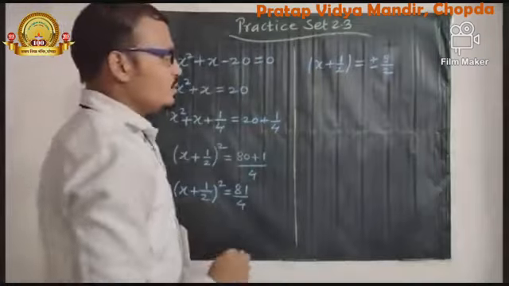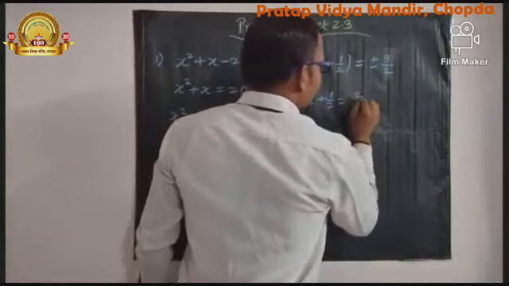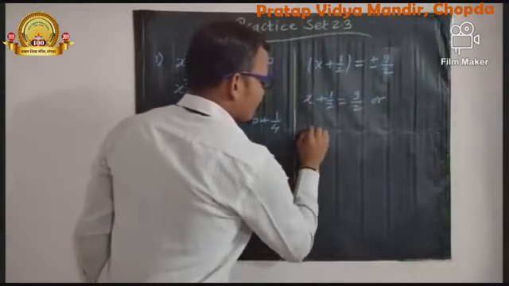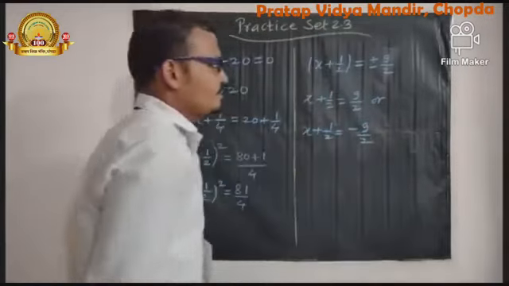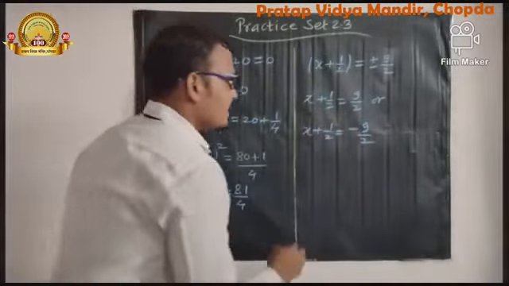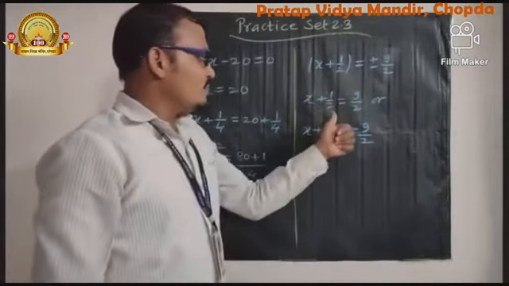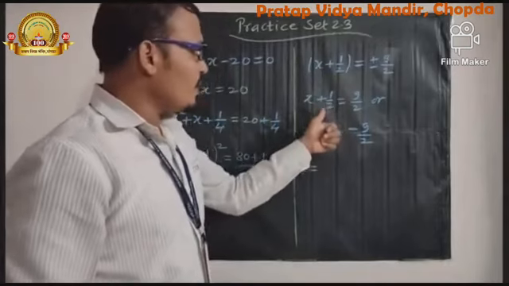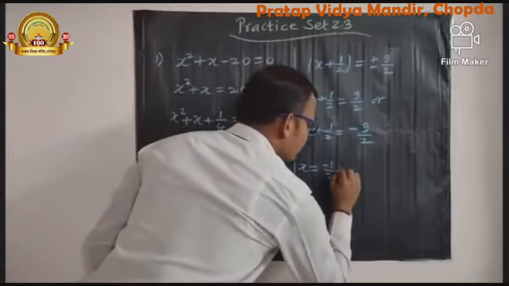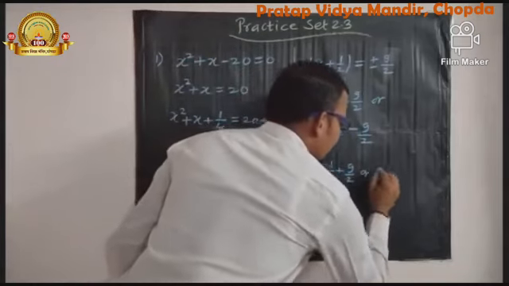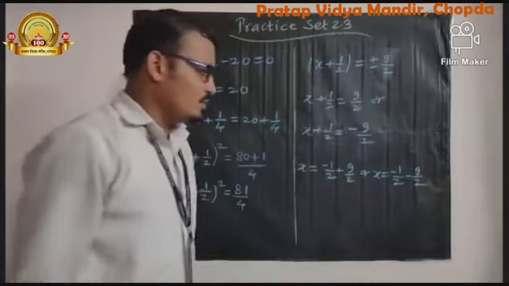Now we get two solutions. x + 1/2 is equal to 9/2, or x + 1/2 is equal to minus 9/2. And we can write it as x is equal to, this 1/2 is plus here, so while shifting it will become negative, so that is minus 1/2 plus 9/2, or x is equal to minus 1/2 minus 9/2.